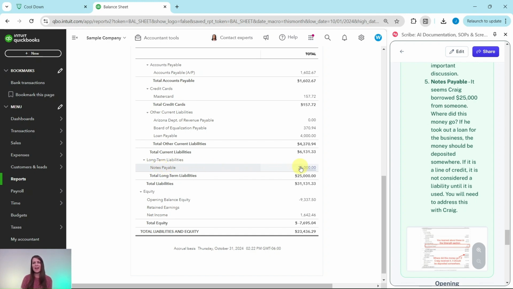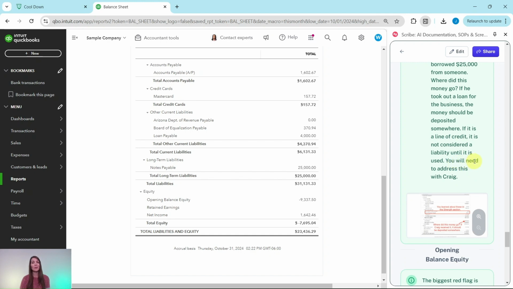So it seems that Craig has borrowed $25,000 from someone, but where did this money go? If he took out a loan for the business, the money should have been deposited somewhere. If it is a line of credit, it is not considered a liability until it is used. So you will need to address this with Craig as well.